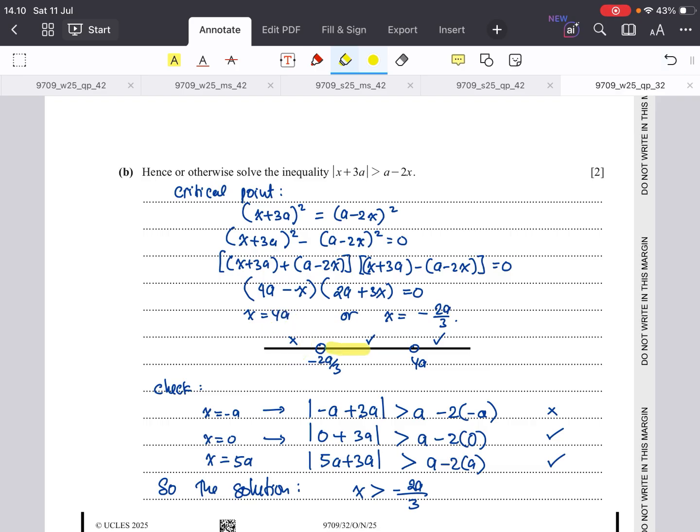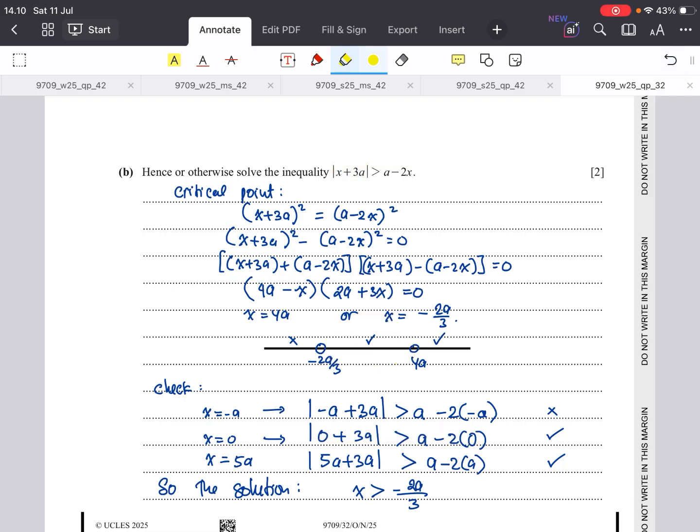And then we check whether the region in the middle satisfies this inequality. Let's take one value of x that is in this region. Let's use x equals 0, because x equals 0 is in this region. And then put 0 here, replacing the x. And this is the inequality. It turns out when x equals 0, this inequality is satisfied. So this region is correct.